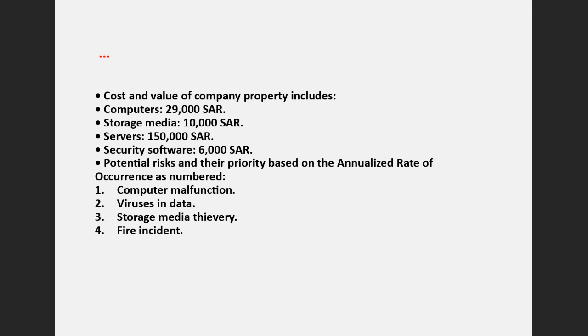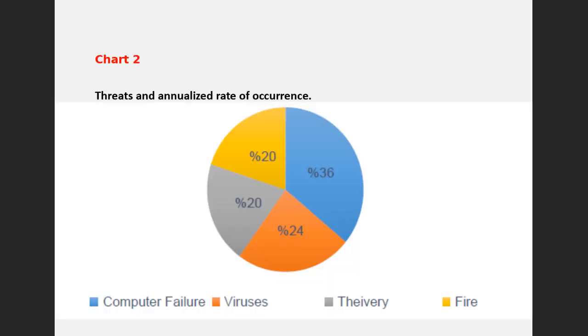Potential risks and their probability based on annualized rate of occurrence include computer malfunction and virus in data storage media, therefore fire incident. Now Mr. Muhammad is going to continue the presentation. Muhammad.